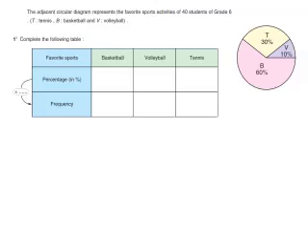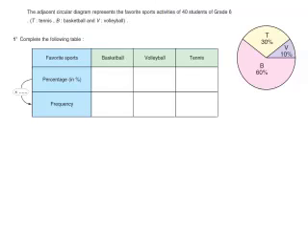As a direct exercise, let us solve this application. The adjacent circular diagram represents the favorite sports activity of 40 students of grade 6. 30% do tennis, 60% basketball, and 10% volleyball. Okay, I need to complete this table where, from the percentages, I need to find the frequency.